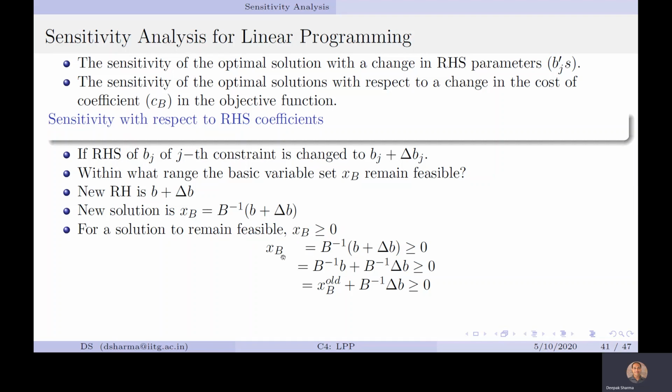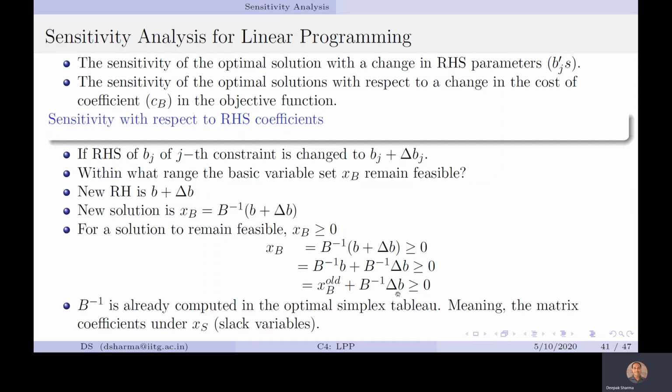So putting xb equals B inverse times (b plus delta b), greater than or equal to 0, after simplification you will get xb equals xb old, which we calculated earlier using the simplex method, plus B inverse delta b. Now the point is, what is B inverse? B inverse we already calculated in our optimum simplex table. The column coefficients corresponding to the slack variables are B inverse.